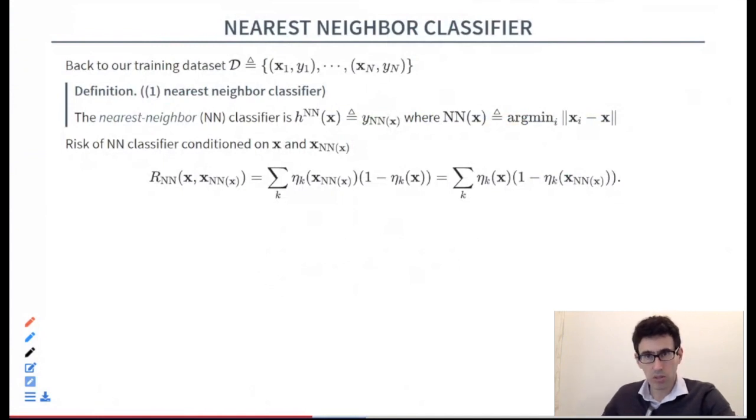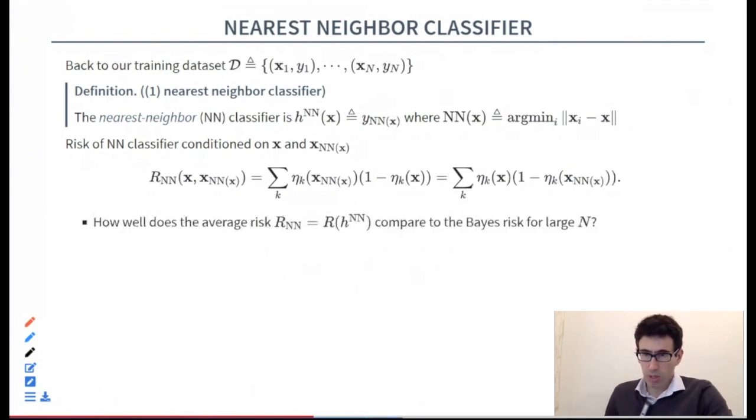Okay? So this is not exactly the risk of the nearest neighbor classifier, because what I'm missing here is an average over how I generate x and how I generate the nearest neighbor of x. I've only computed the conditional risk given the feature vector x and its nearest neighbor in the data set. So we'll get to that in a second. The question that we're going to try to answer based on this calculation is how well does the average risk, R_NN, which is the risk of the nearest neighbor classifier, compare to the Bayes risk for large n? And there's a very surprising result here that relies on us establishing two lemmas.